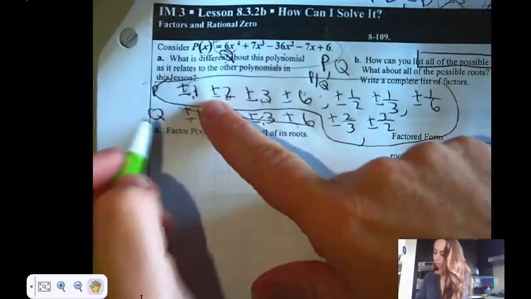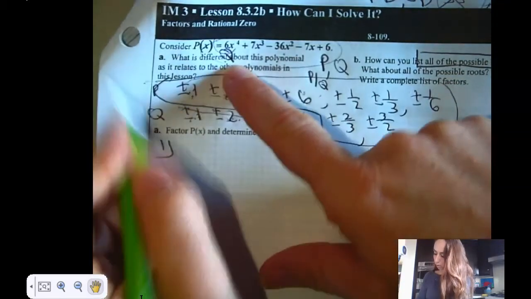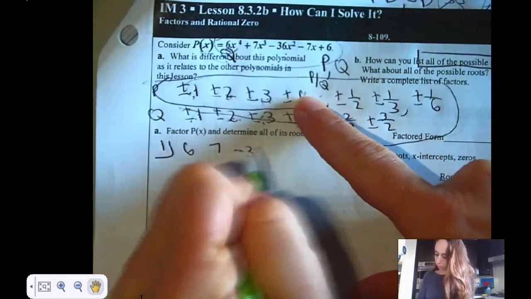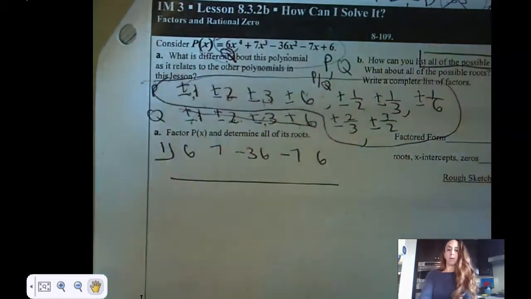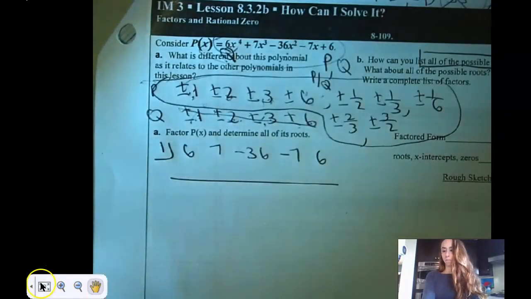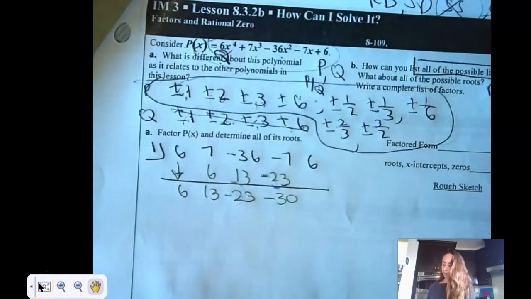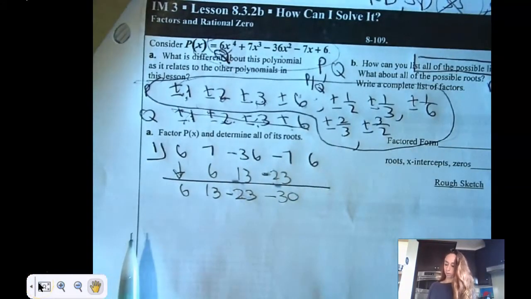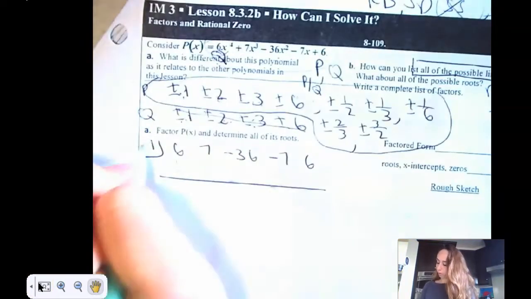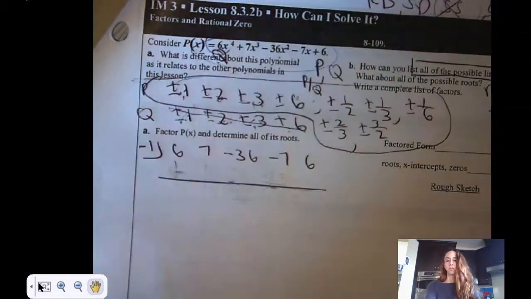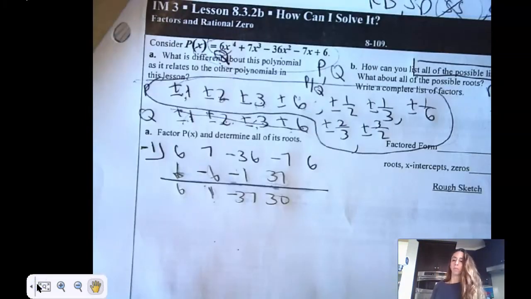So I'm going to start with positive 1. So I go 1, 6, 7, negative 36, negative 7, 6. Okay? And I'm going to pause it, and we're going to decide if it works or not. So I tried 1. It's going to have a remainder, so 1's out. So now what I'm going to do is I'm going to erase that. And I'm going to try negative 1, the advantage of a pencil. Okay, so I'll pause it. I have a remainder. Negative 1 doesn't work.